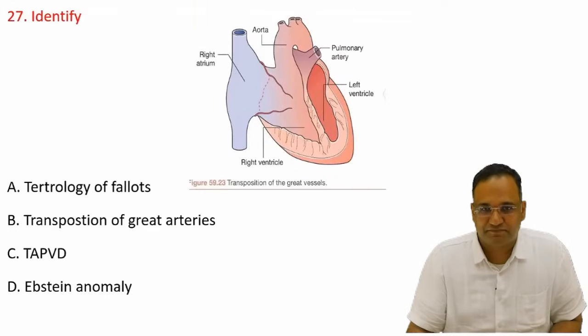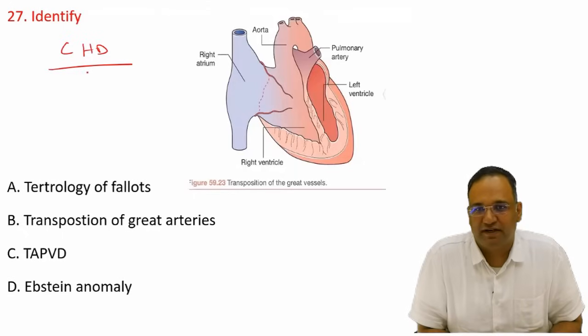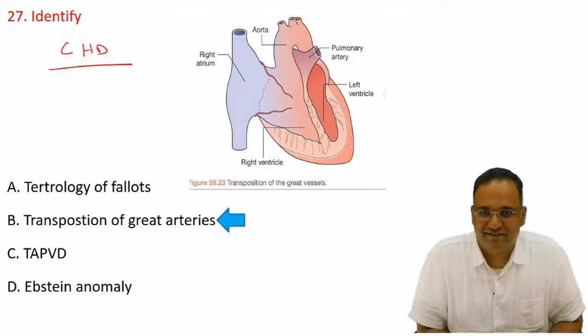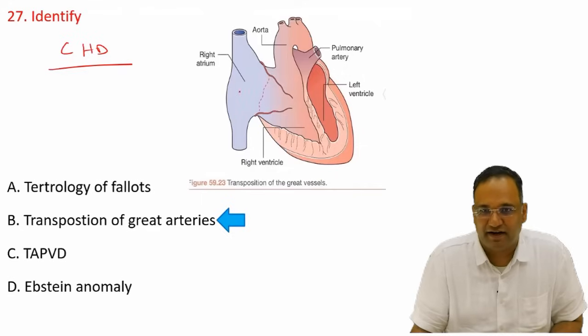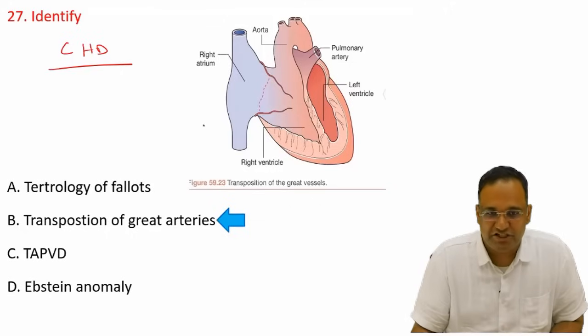Now, identify this. What is the problem here? It's a congenital heart disease. So, you have a classical transposition of great vessels. Why? See, this is the right atrium, this is the right ventricle. You see the aorta taking its origin from the right ventricle. This is the left atrium, left ventricle. And you see the pulmonary artery taking its origin from there. So, this is TGA.